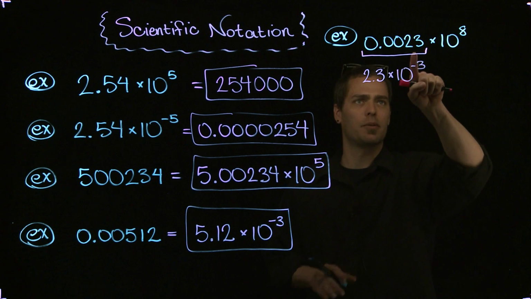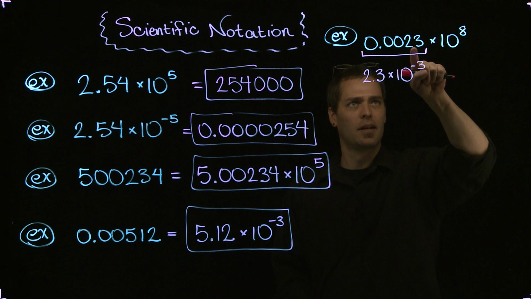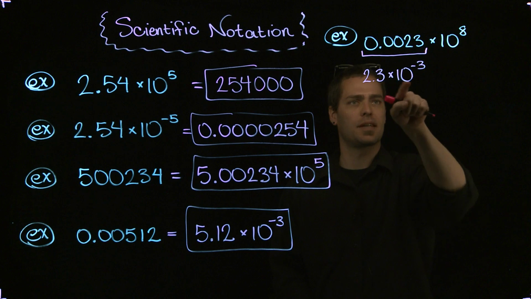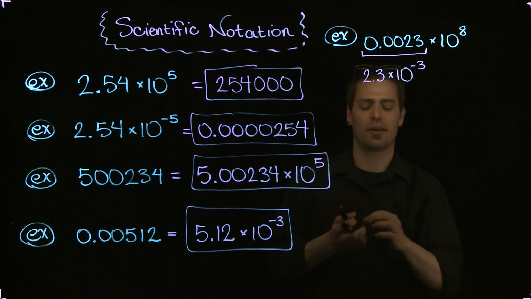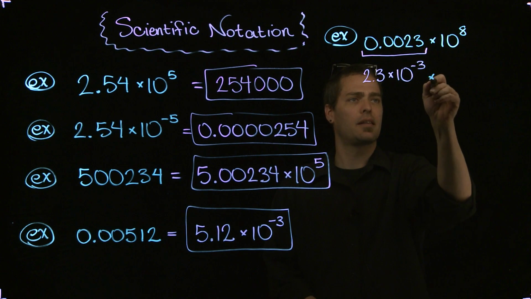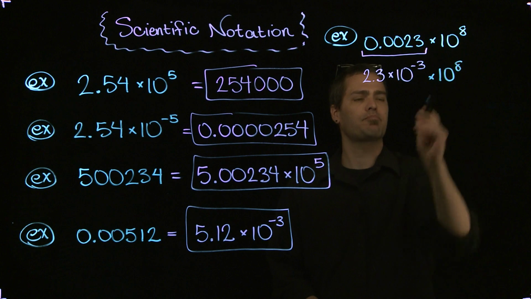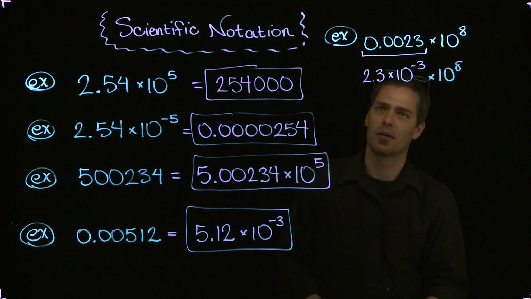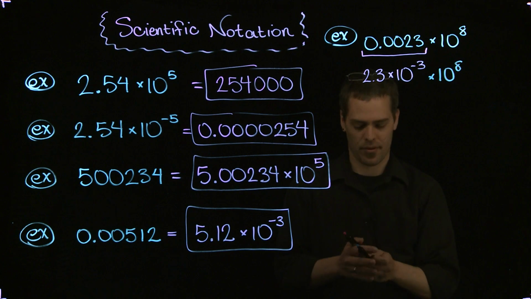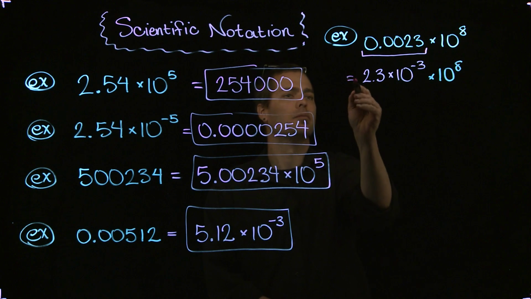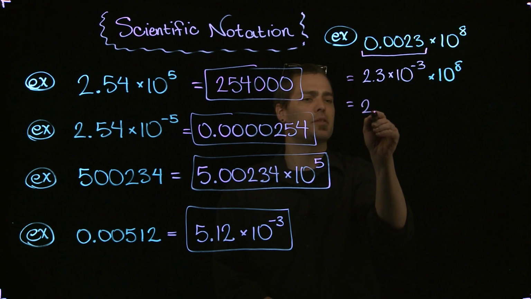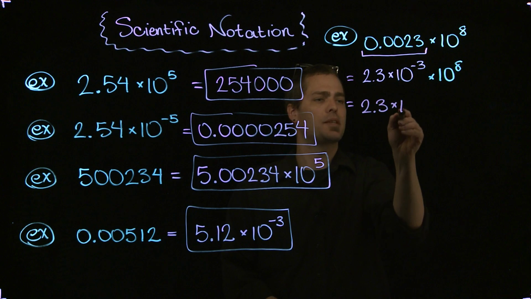Just verify that for me real quick. If you had the decimal here, you move it back 3 places, that's the same thing, right? Now I still have this times 10 to the 8th on the outside. Okay, we're almost there. This gives me the 2.3. So this becomes 2.3 times 10 to the what?